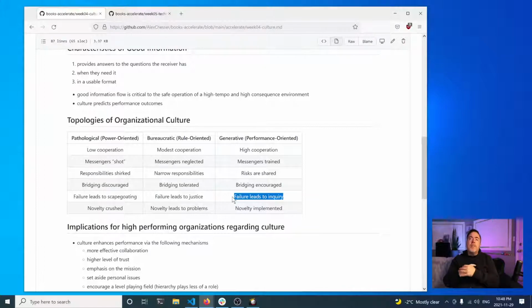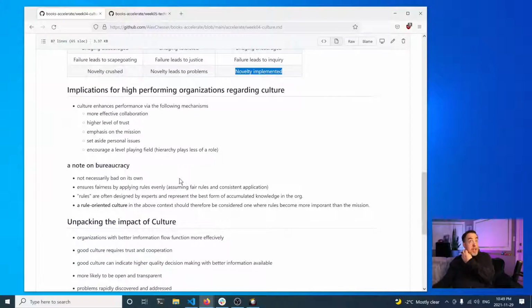And then what happens when you show up with a good idea in a pathological organization? They say, "Get out of my face! I don't need this." Whereas in a generative organization, people really take the time to dive deep into valuable and new ideas. So we can drop out of that. You don't have to read along there.